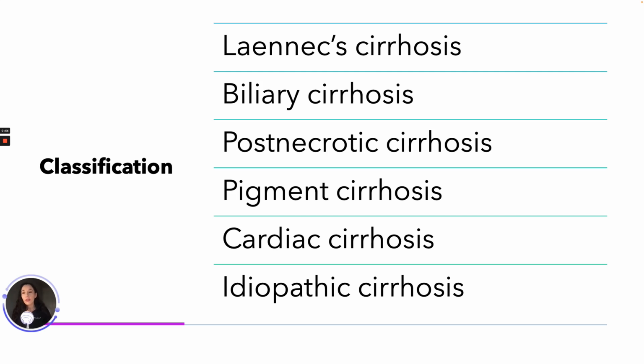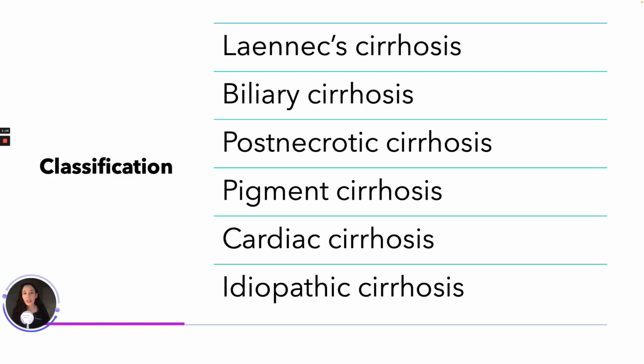So there's a few different types of liver cirrhosis. The first is Laennec's cirrhosis. This is the most common type. It occurs 30 to 50% of the time in cirrhosis patients, and 90% of those patients have a history of alcoholism.